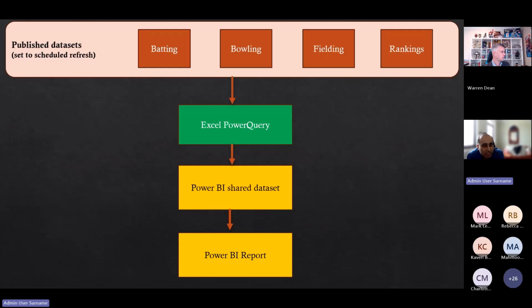So this is what the structure actually looked like. I had my four published data sets on the service. I was consolidating them using Excel Power Query. I was then importing that data into a Power BI Desktop file, publishing it as a shared data set back to the service, and then connecting live to it to build my report or dashboard.